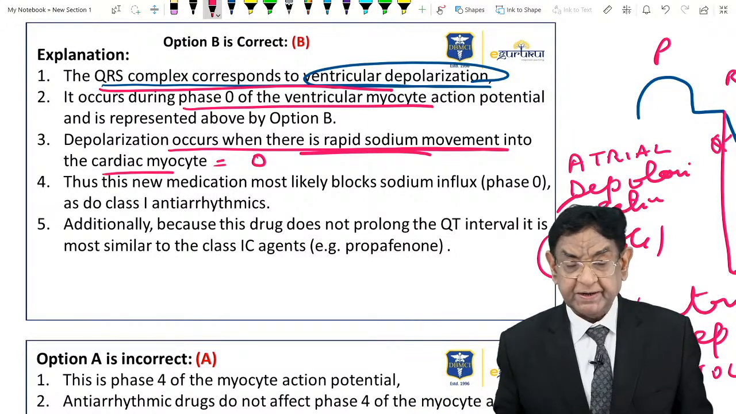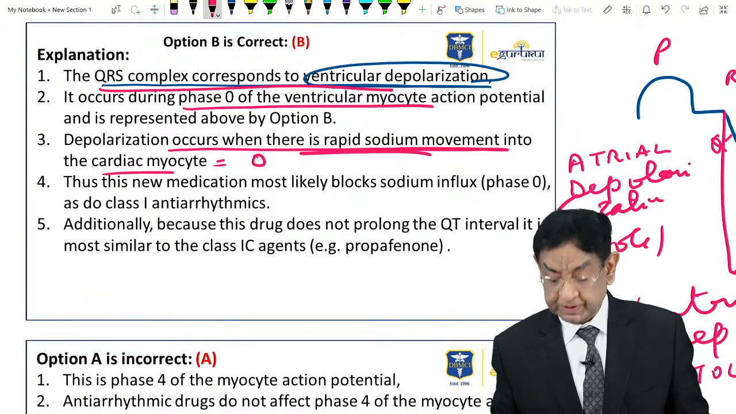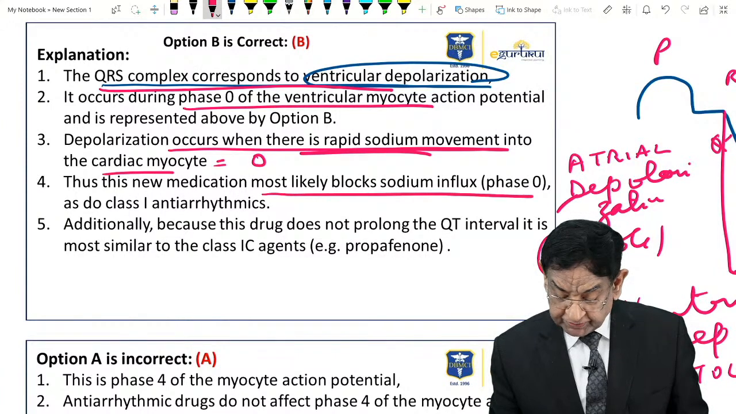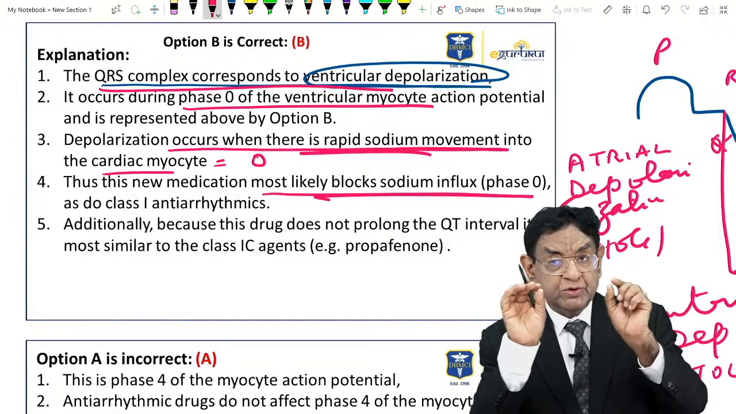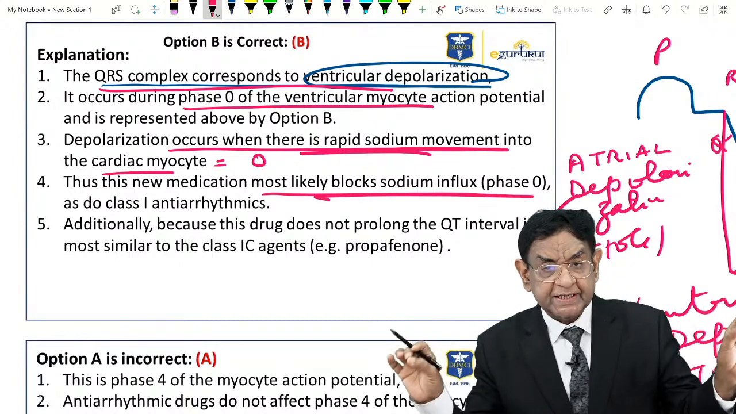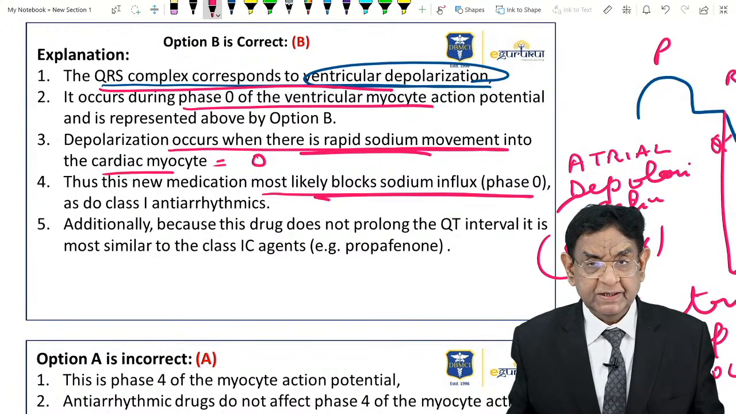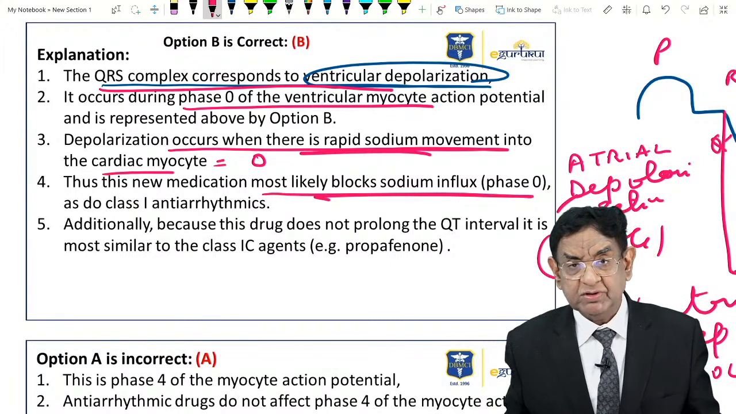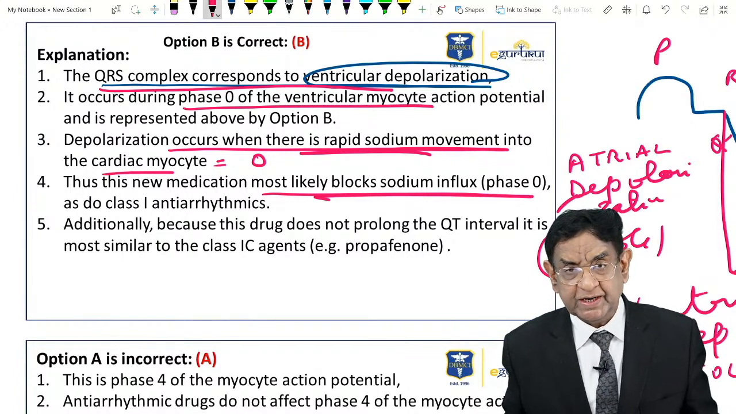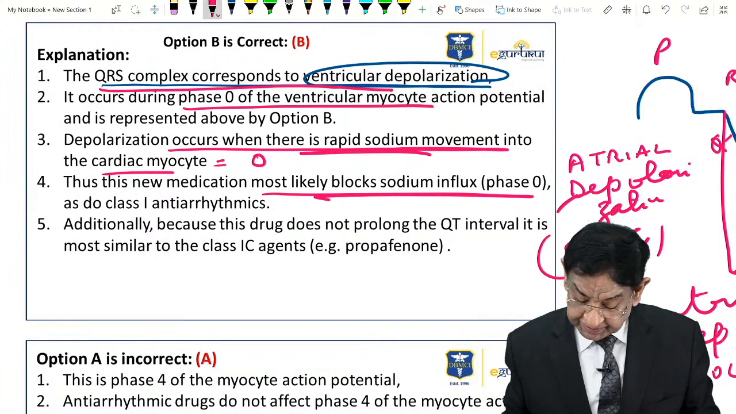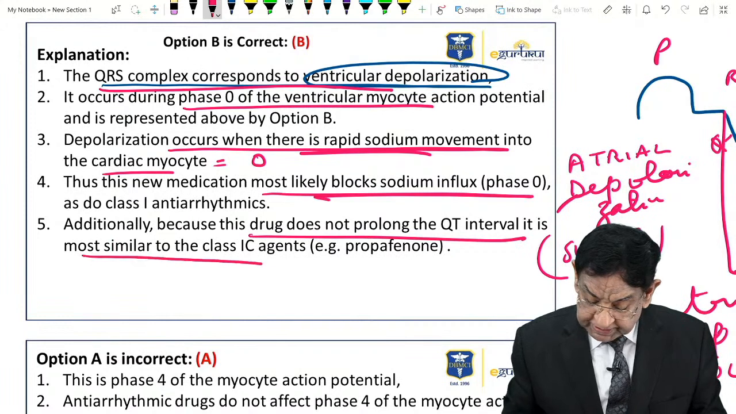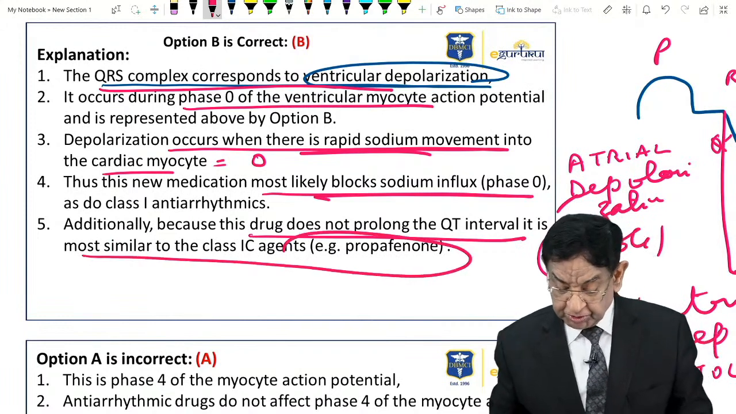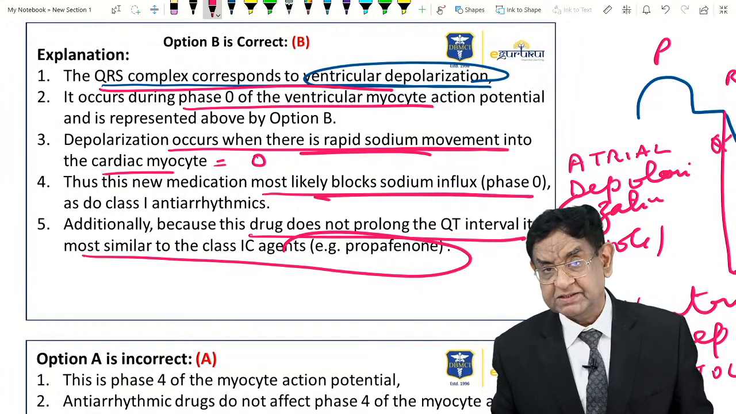Now this drug is going to block phase 0, but the point to be noted is that there was no effect on the action potential. And out of class 1A, B, C, the one drug which does not affect QT interval is class 1C. So this drug does not prolong QT. The class 1C drug propafenone is the answer in this.